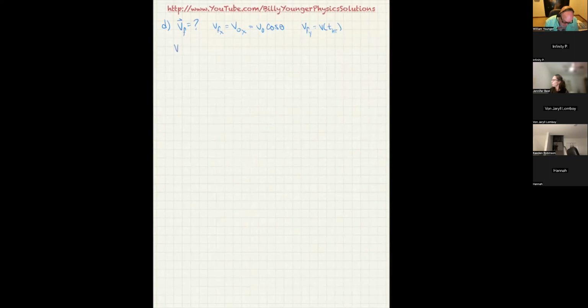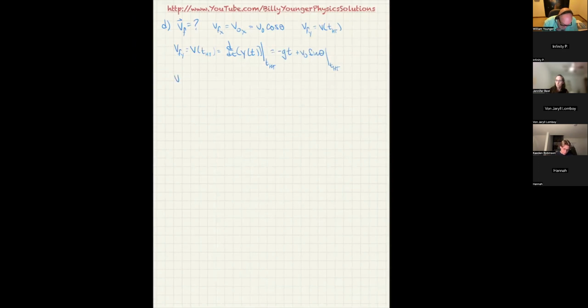So V final y is equal to V of t hang time, which is d by dt of y of t, and then you evaluate that at t hang time. Remember, if you put in the hang time and then take the derivative, you just get 0 because everything's a constant. So you actually have to take the derivative with the t in there and then substitute the right number. Well, we know that the derivative of y of t is negative g t plus v0 sine theta, like that. So now we're going to plug that t hang time in.